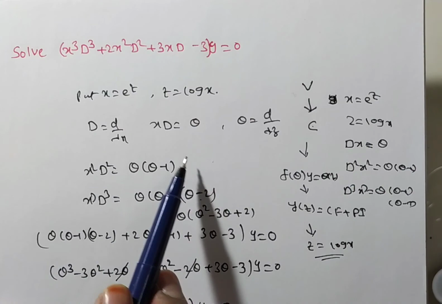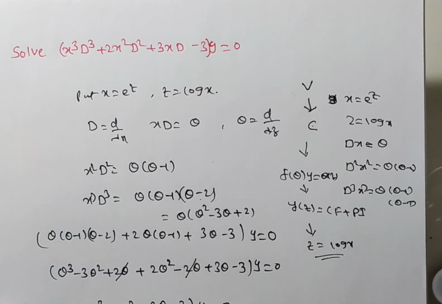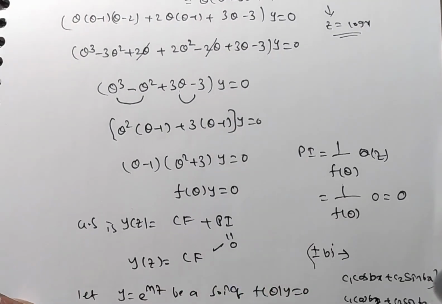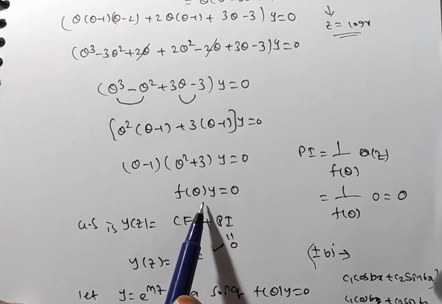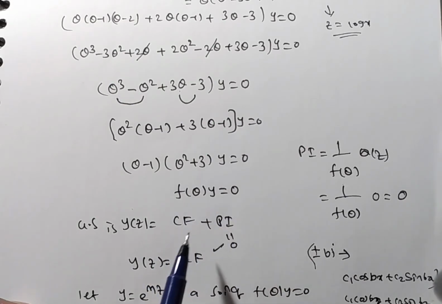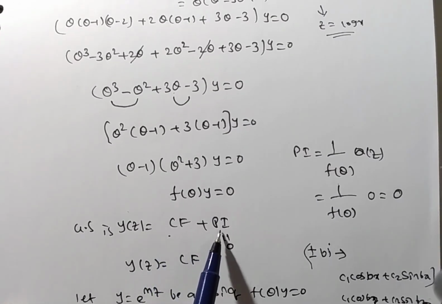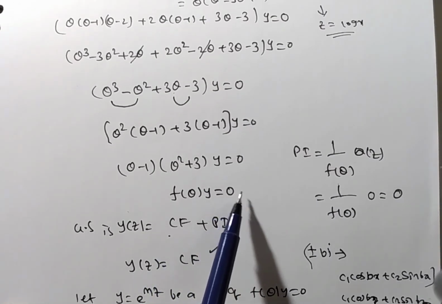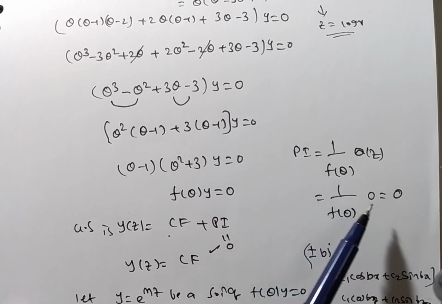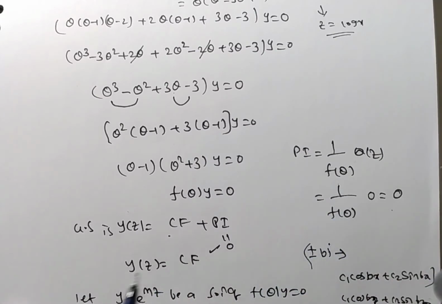Now we have to substitute all these values in the given problem. Then we get the given differential equation in the form of f of theta into y is equal to q of z. In this case the general solution is complementary function plus particular integral. But here the right side q of z is equal to 0, so the particular integral will become 0. Hence in this case the general solution is only the complementary function.